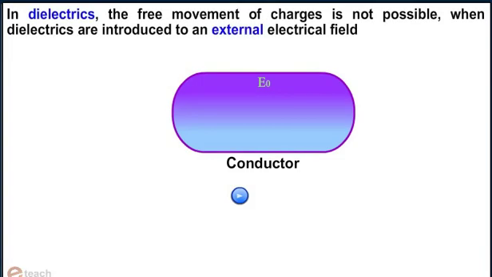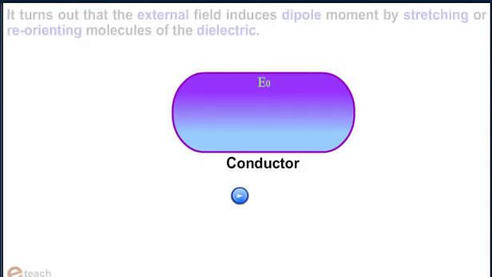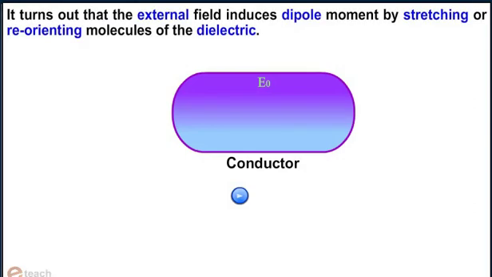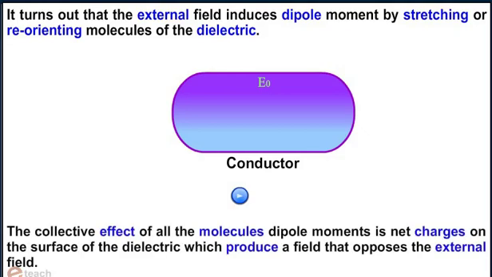In dielectrics, the free movement of charges is not possible. When dielectrics are introduced to an external electric field, it turns out that the external field induces a dipole moment by stretching or reorienting molecules of the dielectric. The collective effect of all the molecules' dipole moments is net charges on the surface of the dielectric, which produce a field that opposes the external field.